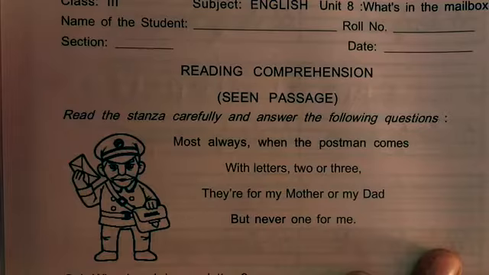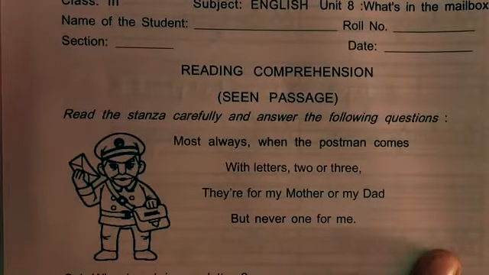Reading comprehension. This is a seen passage from the chapter What's in the Mailbox, Unit number 8. Read the stanza carefully and answer the following questions. Most always, when the postman comes with letters, two or three, they are for my mother or my dad, but never one for me. So in this poem there is a child, and whenever the postman comes to the house, he brings letters only for the child's parents, but never one for the child. So the child decides to write some letters to his friends.